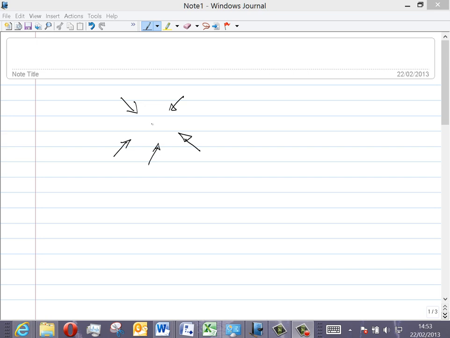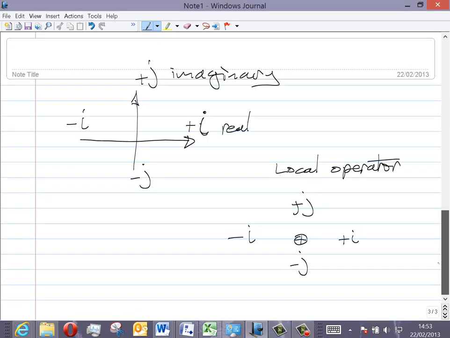Could we produce it with just maximum tracking? And I think the answer is probably not. So how could we do that? Well, let's have a look. Well, my first best guess is we use a local operator. So what does a local operator mean?